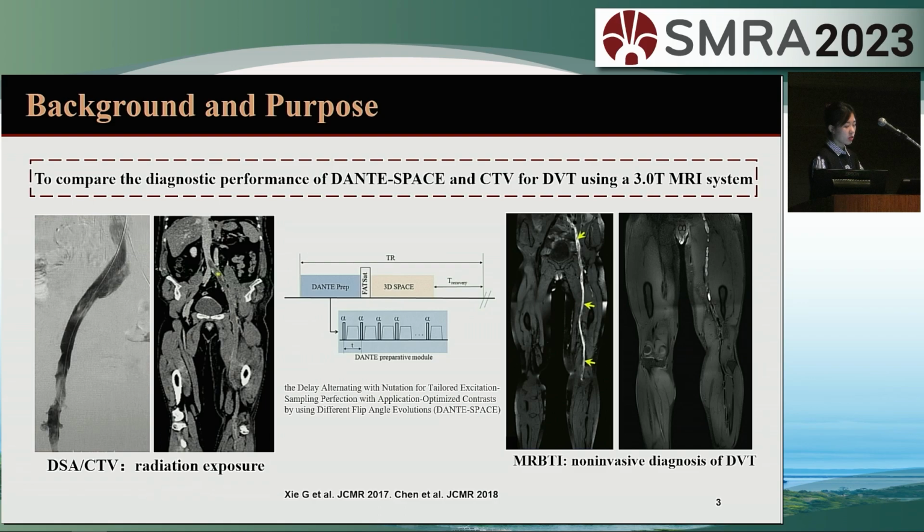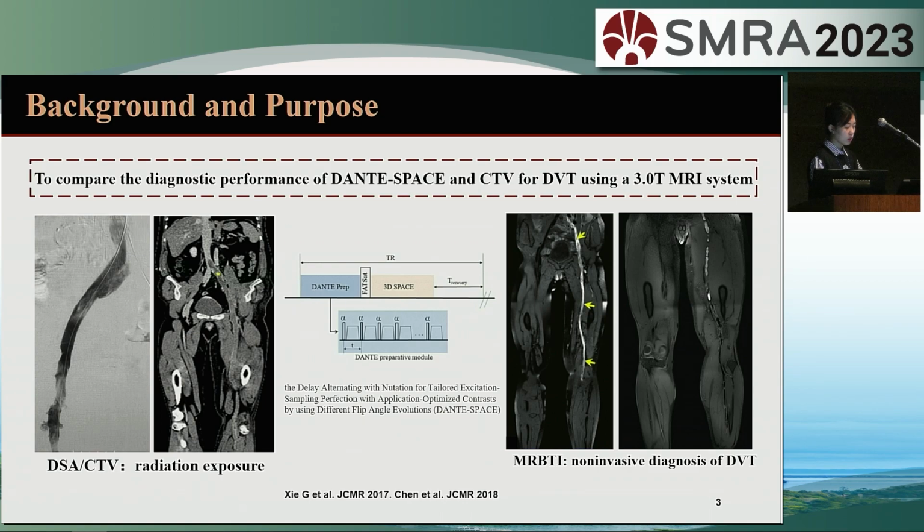DSA has traditionally been the gold standard for the diagnosis of DVT. However, its invasive nature has led to its rare use in the diagnostic setting. In real-world practice, CT venography is more commonly used for diagnosis of DVT, with reported sensitivity ranging from 71% to 100%. But it has a radiation exposure concern.